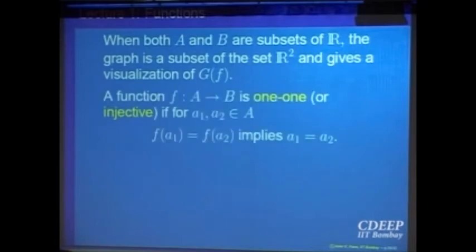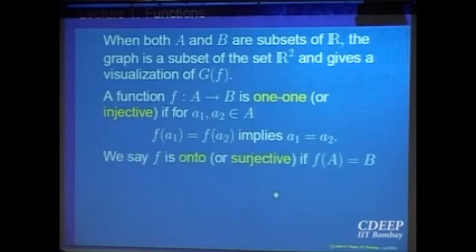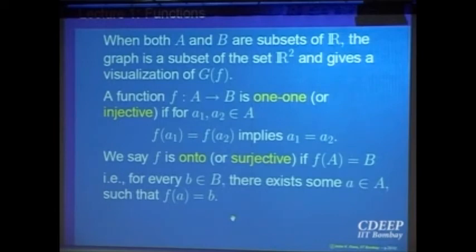Then there is something called 1-1 map. If different points go to different images, that is called 1-1. And something called onto. Every point in the codomain has a pre-image. Some point goes to that point. Range is whole of codomain. That is called onto function. And 1-1 and onto both, that is called a bijective function.